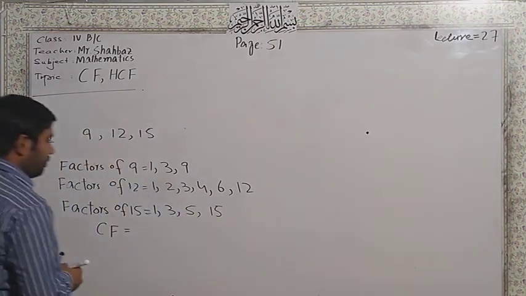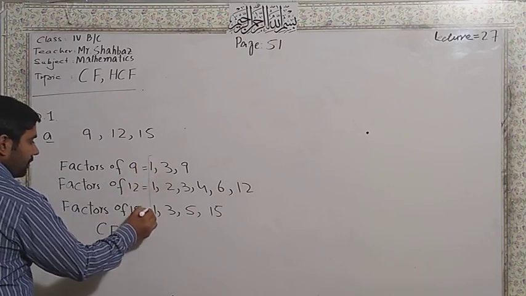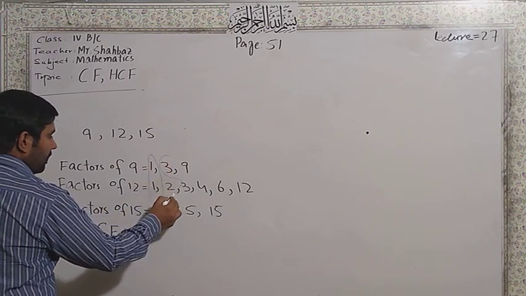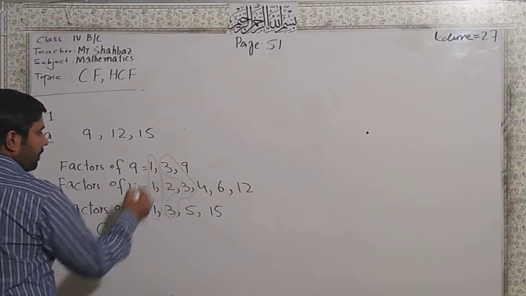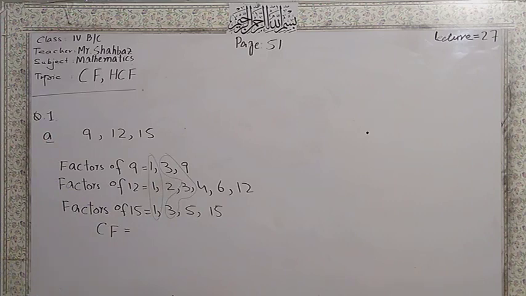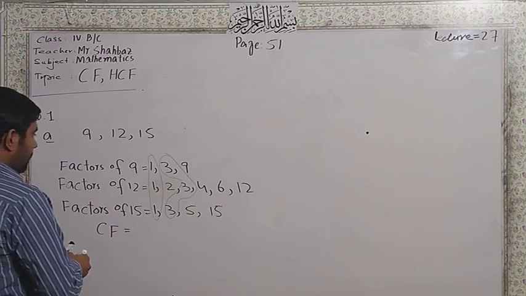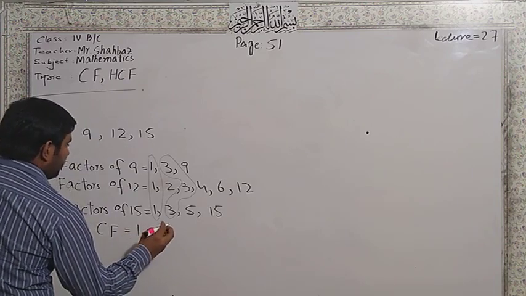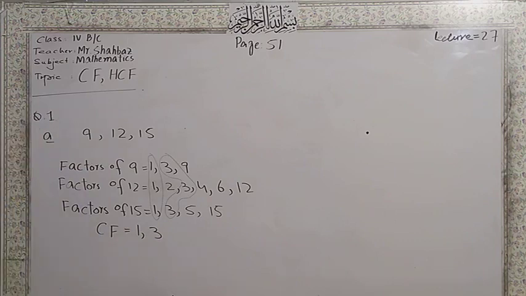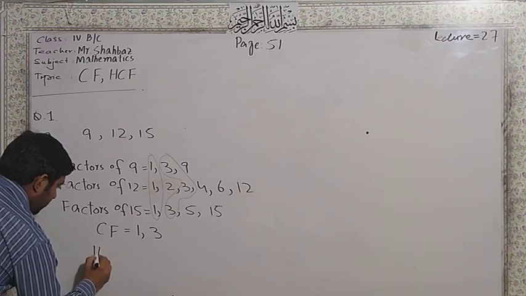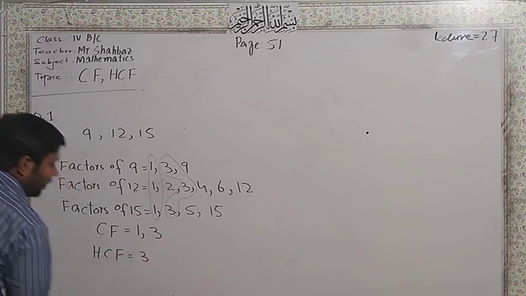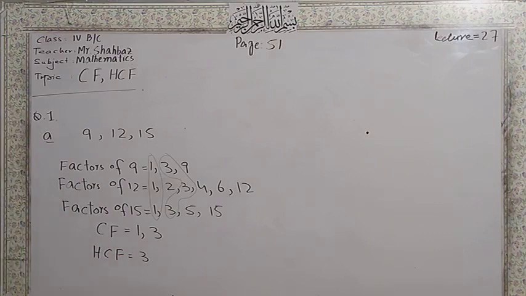You can see that 1 is here, and then 3. Okay? These are the common factors, 1 and 3. Now you have to find highest common factor. Highest common factor is equal to this one, 3. And this is your answer. Okay?